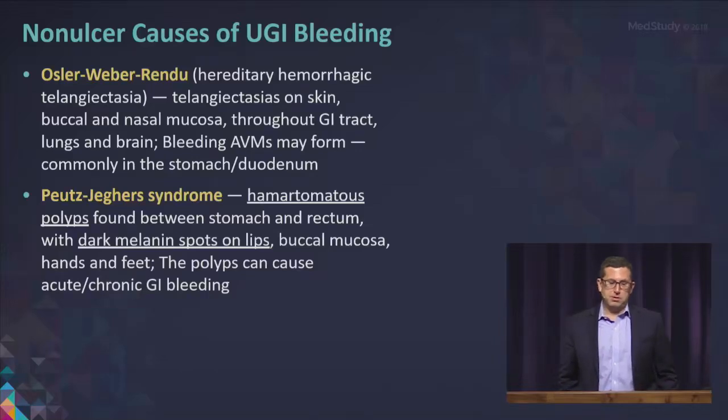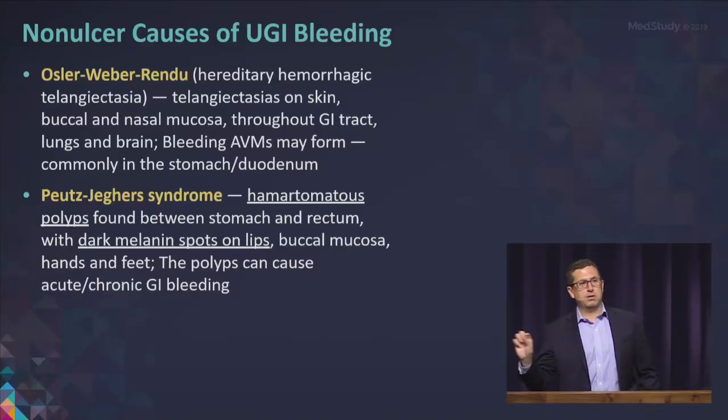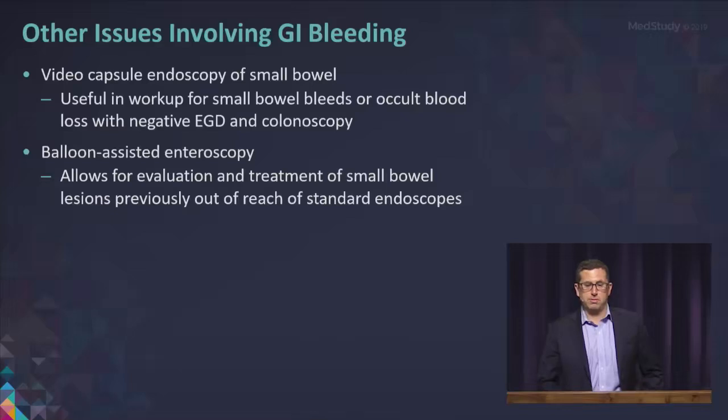And then there's Peutz-Jeghers syndrome, which is hamartomatous polyps found between the stomach and the rectum. A lot of times you'll see dark melanin spots on the lips and the buccal mucosa. There's a little bit more in this. I have some more slides on this, but the polyps could cause acute and chronic GI bleeding, so you just have to keep your eyes out for that, particularly in a younger patient. It's a hereditary form of cancer, a hereditary cancer syndrome.